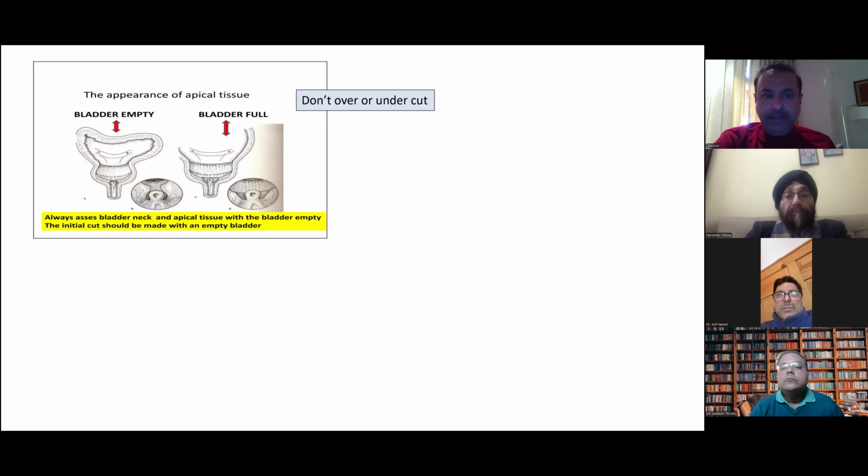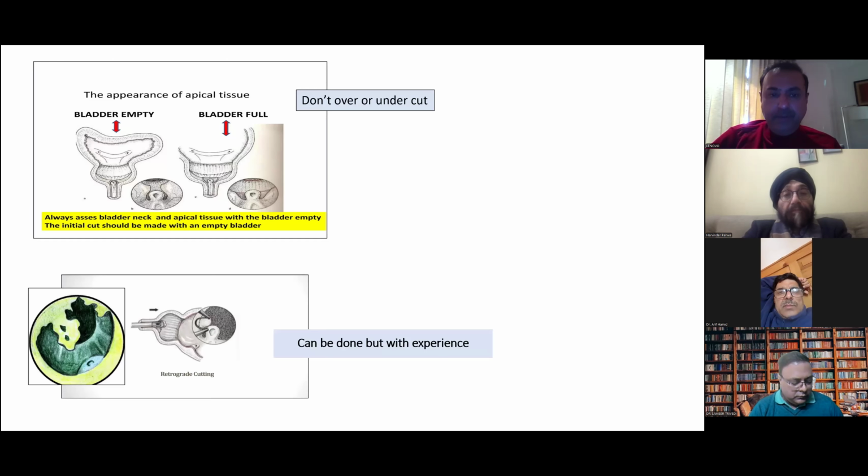Don't over or undercut. And the appearance of apical tissue, coming to the apical tissue cutting, it is very important, because apical tissue, if you overdo it, the patient will be incontinent. If you underdo it, the patient will not be able to void.